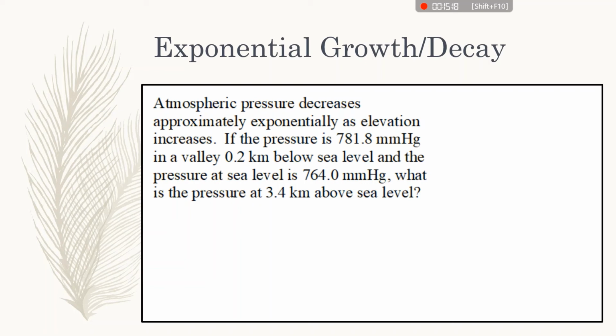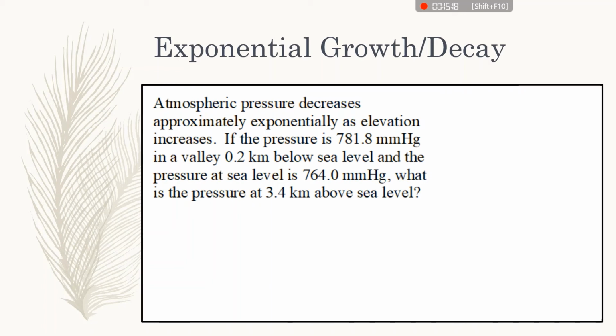Okay, so I was told that A at negative 0.2, so if we're in a valley 0.2 kilometers below sea level, is 781.8, which according to this formula would give me 764, the pressure at sea level, e raised to the rate, which we don't know yet, times how many times we've compounded, which is our input, negative 0.2.